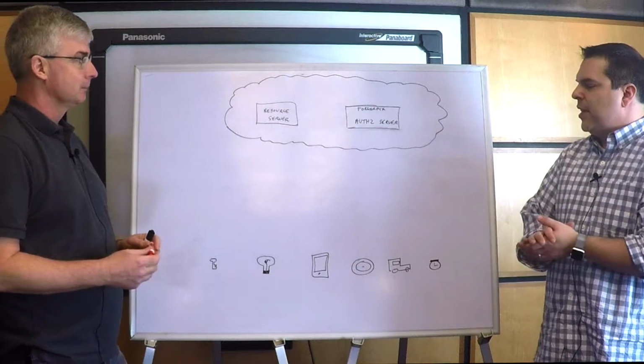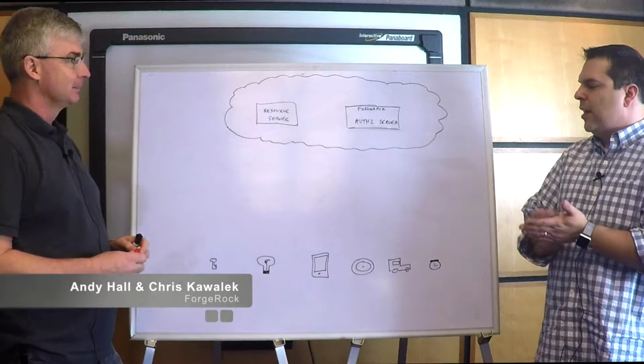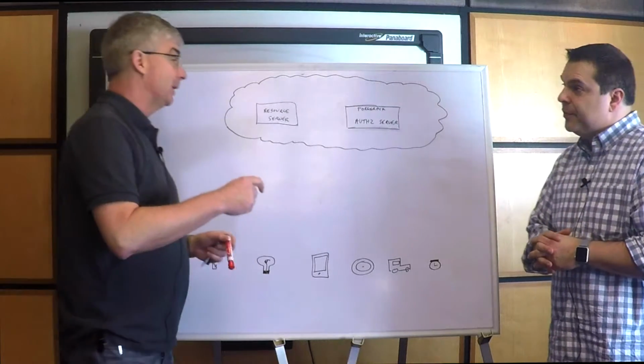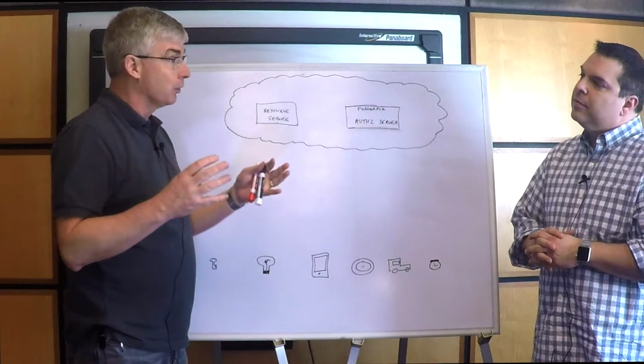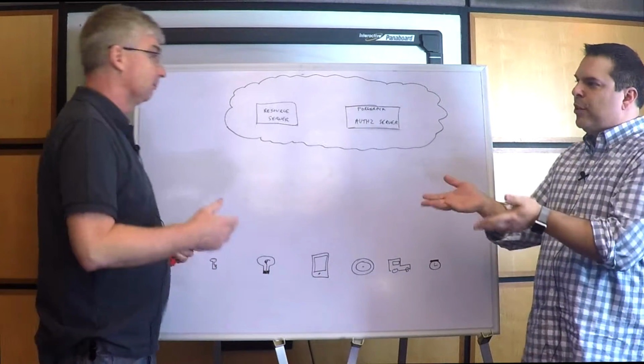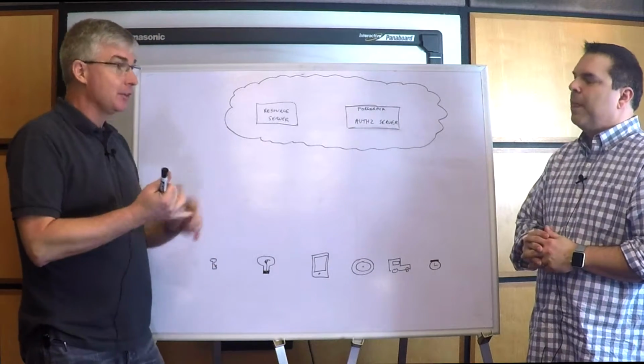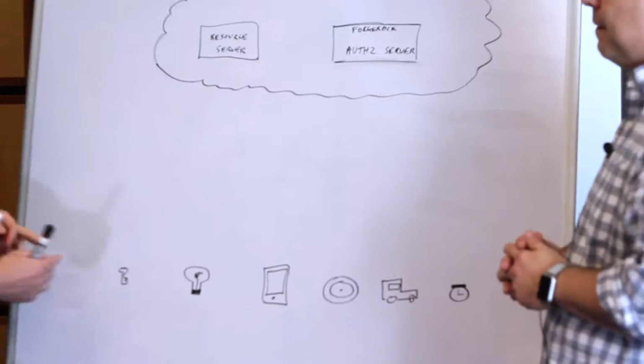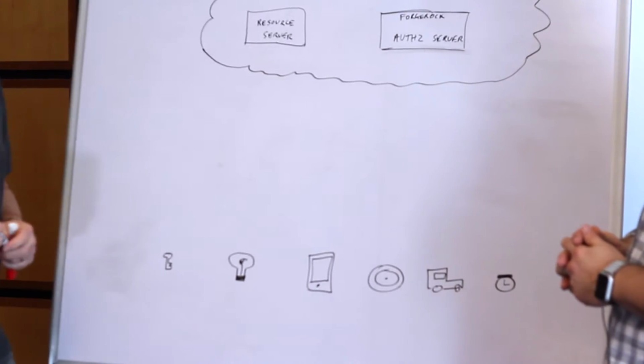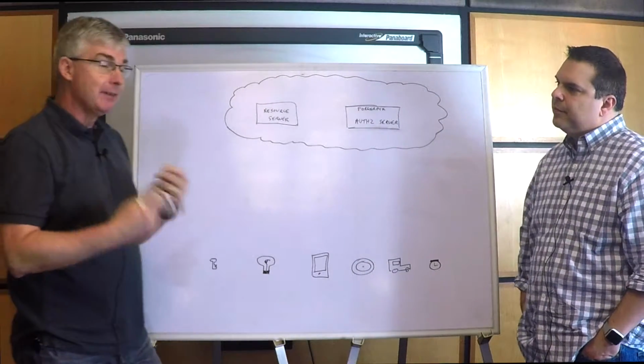Andy, so what are we talking about today in the new ForgeRock identity platform? Well, we're talking about an enhancement to the OAuth 2 protocol. So what's wrong with OAuth 2? It's great, right? OAuth 2 is great. It's used by everything. It's used by web applications, it's used by mobile applications, it's used by devices and things. But the problem with it is it's a bearer token protocol.